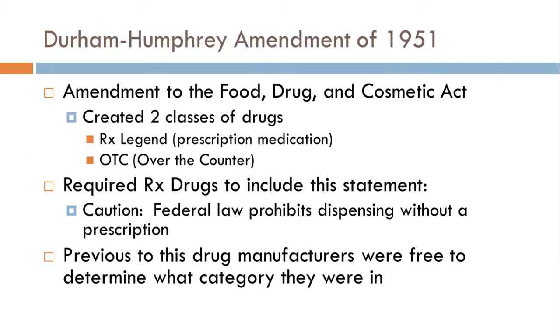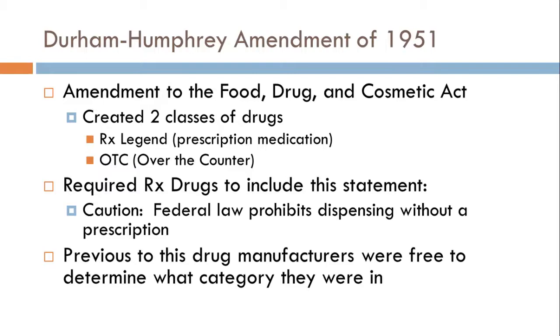The Durham-Humphrey Amendment of 1951. This was just an amendment to the Food, Drug, and Cosmetic Act that we just learned about. It created the two classes of drugs that you're familiar with to this day, and that is a legend drug, which whenever you hear the term RX legend, you can just hear prescription drug. A legend drug is a prescription drug. And then the other class it made was over-the-counter, OTC. So just like when you go into any retail pharmacy today, you'll have all your drugs over the counter and then all the drugs behind the counter with the pharmacist and the pharmacy technician.